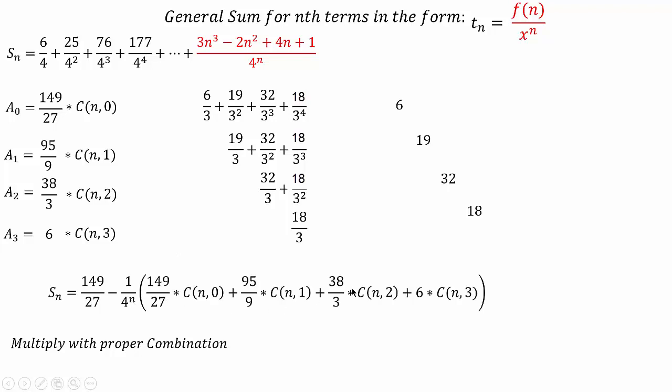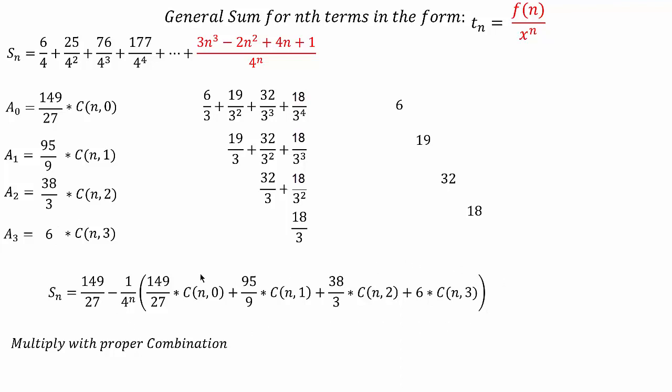So don't be afraid of looking at this equation, it's quite easy. This number 149 by 27 is the number that we got here, and minus is compulsory, and we put here 1 over 4 to the n. 4 to the n is nothing but simply this denominator, and we multiply this whole number with the sum of all these numbers. So 149 by 27 times C(n,0), this is the number, plus this whole number, plus these whole numbers, and plus this whole number. So this will be the general term for the sum of the nth term of the series.